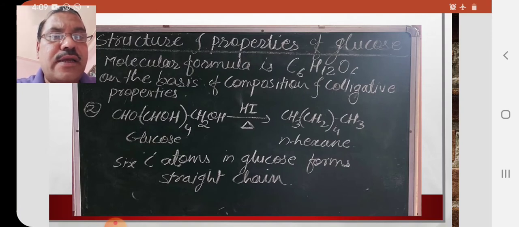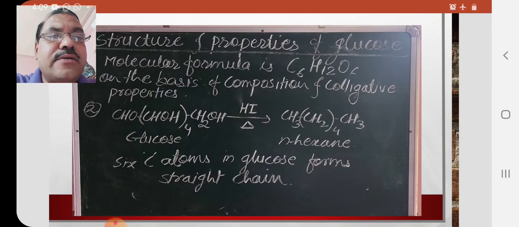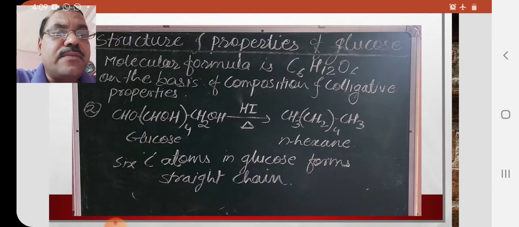You must have seen already the colligative properties. There are 4 colligative properties, that is osmotic pressure, then elevation of boiling point, then melting point and vapor pressure. So on the basis of the 4 colligative properties, the determined molecular formula of glucose is C6H12O6. This is the first property of glucose.